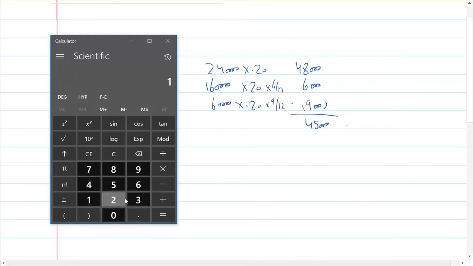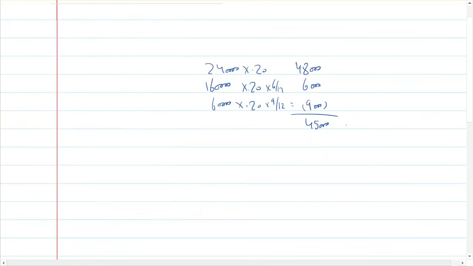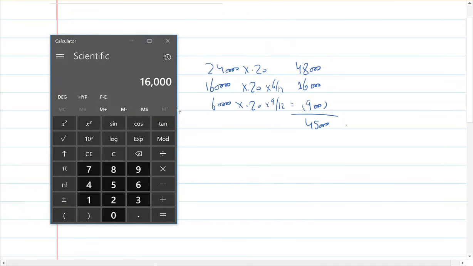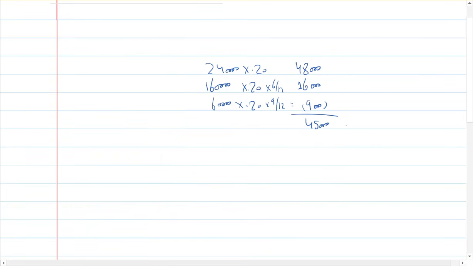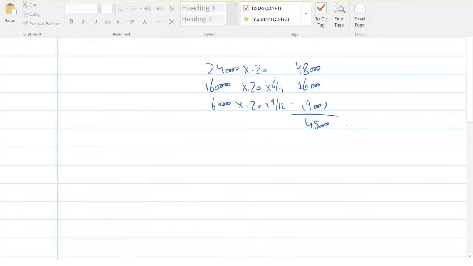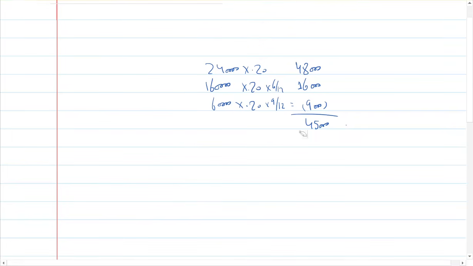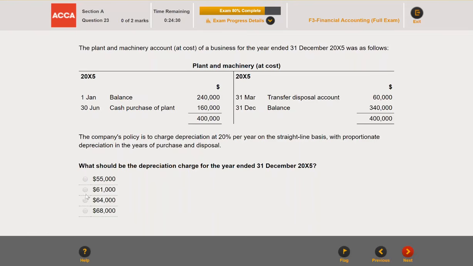160,000 multiplied by 0.20 multiplied by 6 divided by 12, 16,000. So adding 10,000, it would become 55,000. So the answer is A. This is one way of doing it.